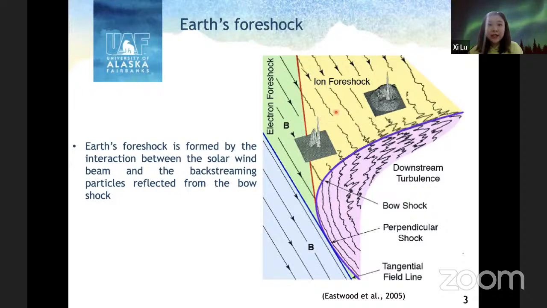The sketch shown here is the Earth's foreshock region. There is a previous presentation that discussed it in detail, so here I'm only going to mention the basic part. When the IMF is parallel to the foreshock normal, the incoming solar wind would interact with the foreshock and some particles would be reflected and move upstream. The interaction between the solar wind particles and the backstreaming particles makes this region very turbulent and generates many foreshock transients and waves. Today, we only focus on one of the transients, named the density holes. Almost all our identified density holes are embedded in a foreshock region. That's why we call them foreshock density holes.